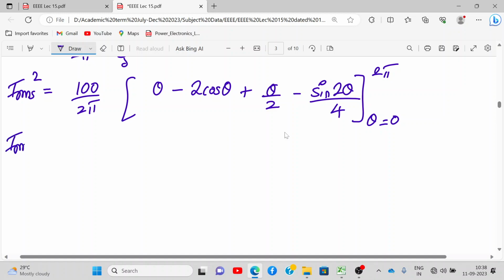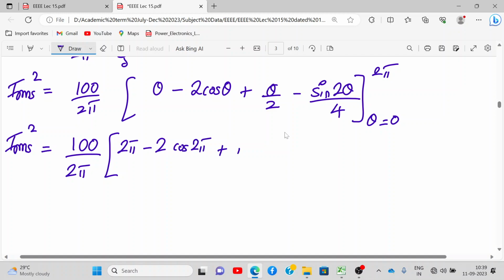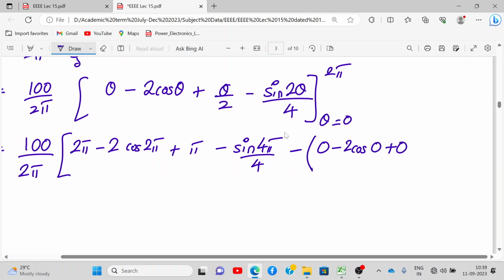Come on, write down or you will be left behind. So this is 100 by 2 pi. First substitute 2 pi everywhere. So 2 pi minus cos 2 pi, plus 2 pi by 2 will be pi, minus sine 4 pi by 4. Okay. Then minus, we will substitute 0 everywhere in place of theta. So 0 minus cos 0 plus 0 minus sine 0 by 4.